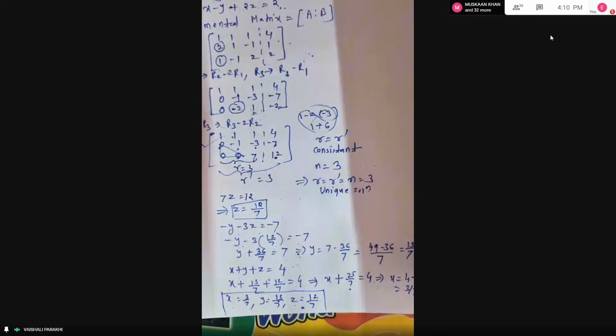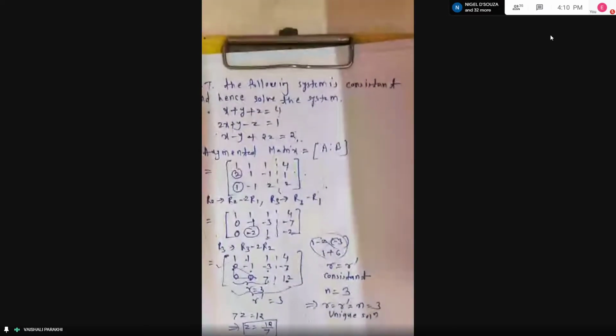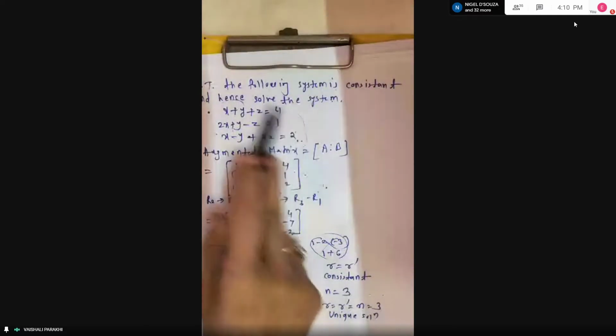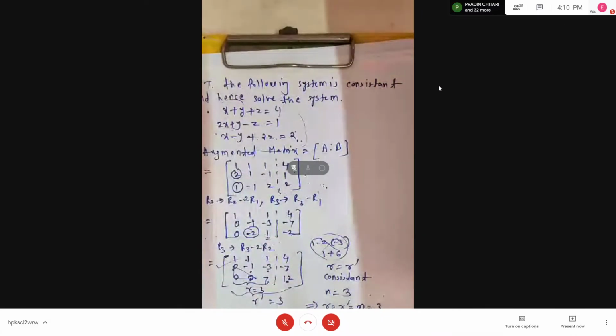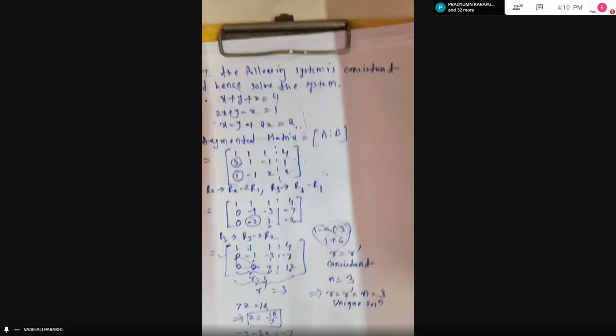Are you taking down, students? Ma'am, could you explain how you got n? N means number of unknowns. In this system, how many unknowns are there? See, x, y, z variables. So in each equation there are 3 unknowns, right? Any other doubt, please ask. Even if it is a minor doubt, don't hesitate to ask, because it is like class teaching. If you have any doubts, they should be cleared.